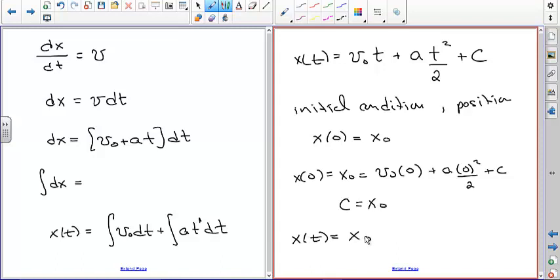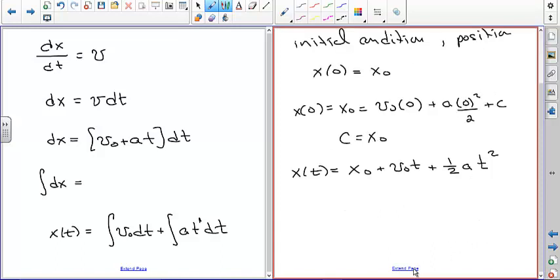I'm going to move this to the front. So it's going to be c, which is x0, plus v0t plus 1/2 at squared. And if we say that delta x is the final position minus the initial position, we can then write this as delta x is equal to v0t plus 1/2 at squared.